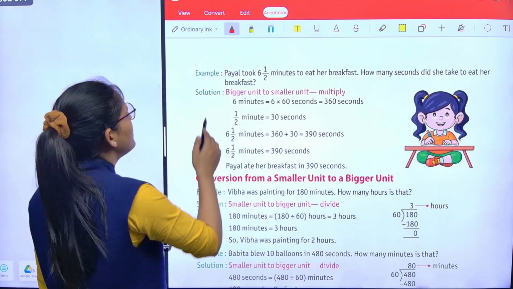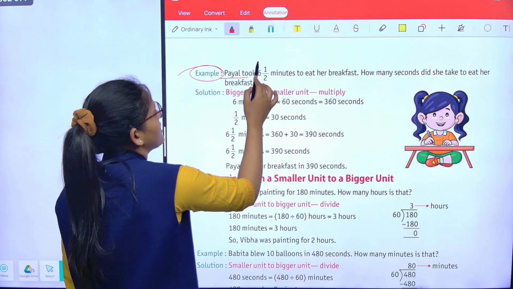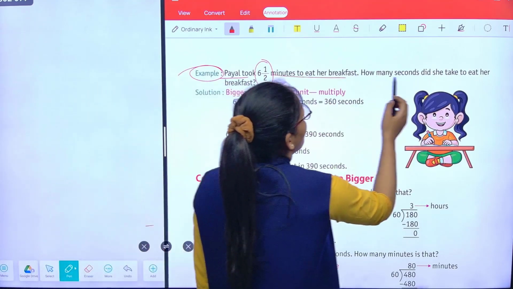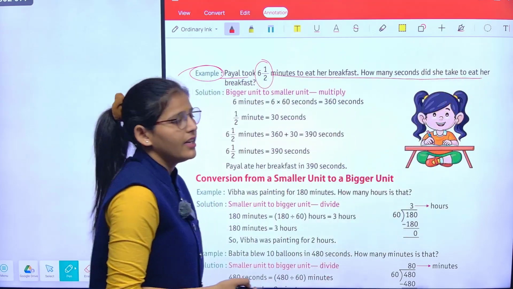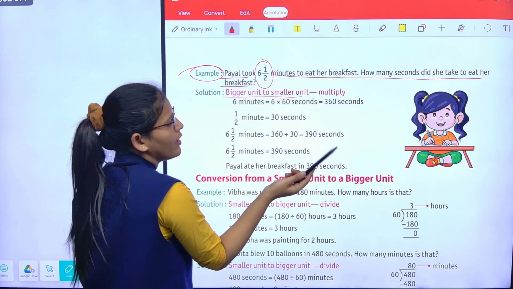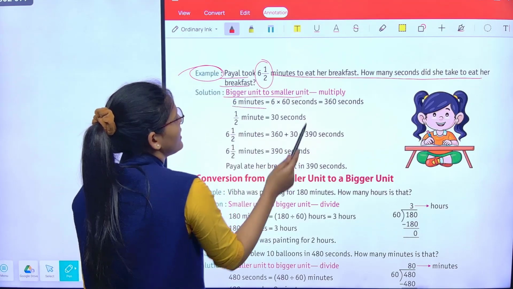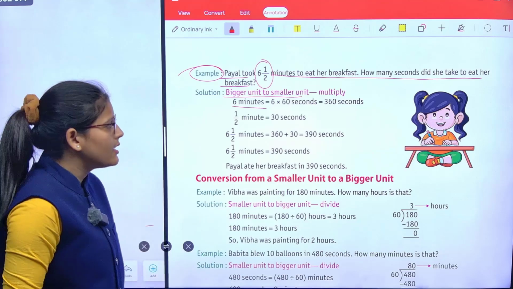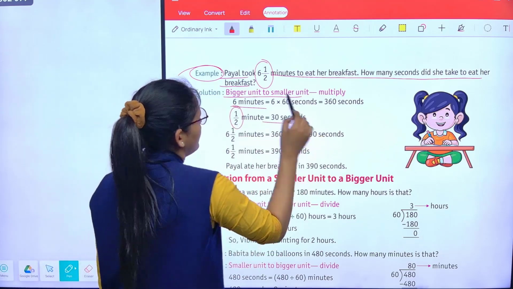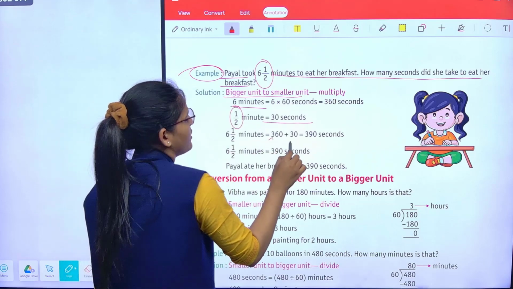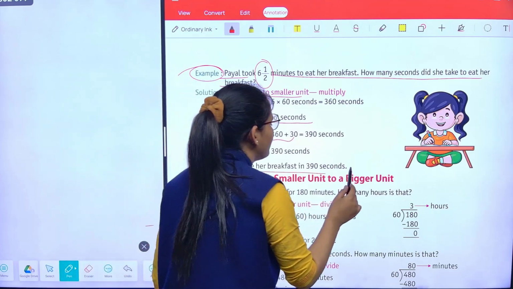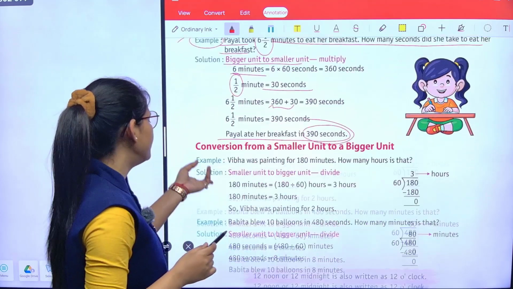Come on, example. Priya took 6 1/2 minutes to eat her breakfast. How many seconds did she take to eat her breakfast? Now class, bigger unit to smaller, what do we do? Multiply. 6 minutes is equal to 6 multiplied by 60, that is 360 seconds. Now 1/2 minute is 30 seconds, that is 360 plus 30, 390 seconds. She ate her breakfast in 390 seconds.